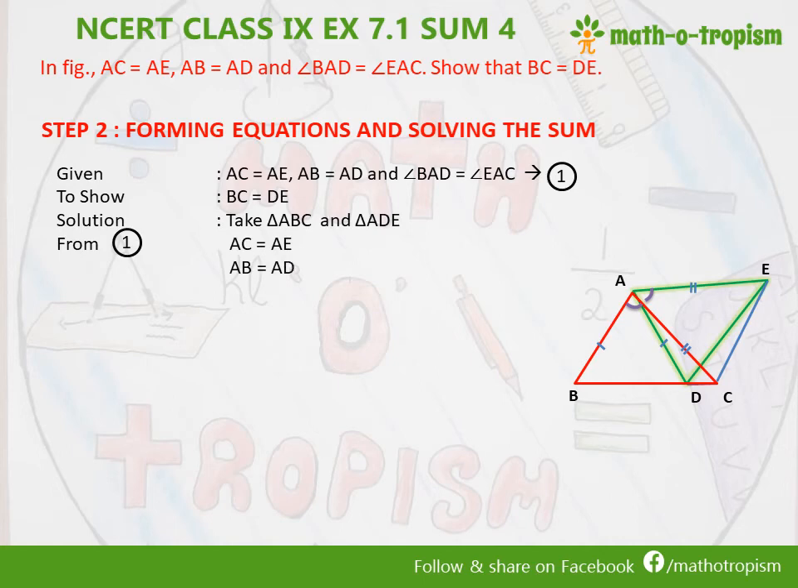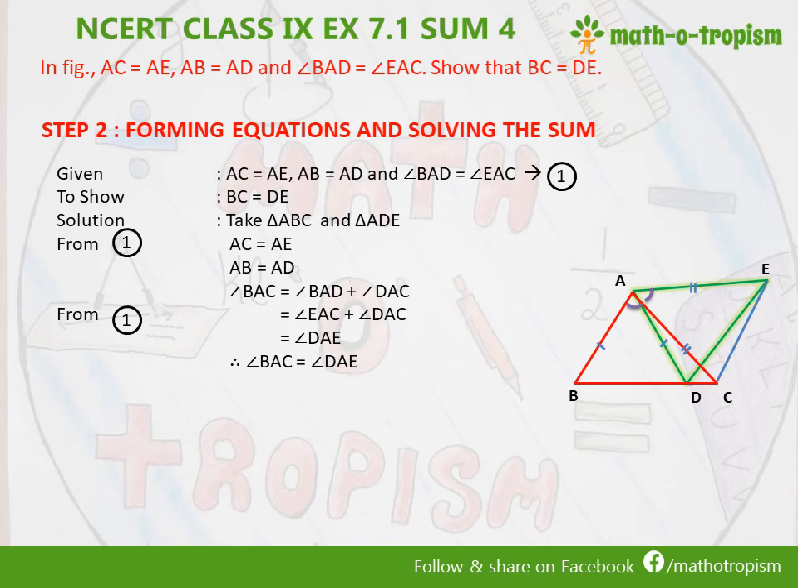When we take the total angle BAC, it is the addition of the constituent angles BAD and DAC, and from step 1, what we can do is, instead of BAD we can write angle EAC, which means it becomes angle EAC plus angle DAC. But when we see the figure, angle EAC plus angle DAC is nothing but the angle DAE. So therefore we have written angle BAC equal to angle DAE.